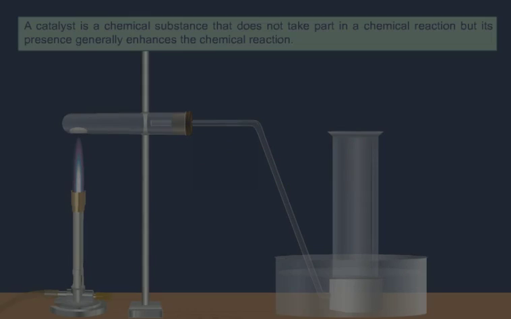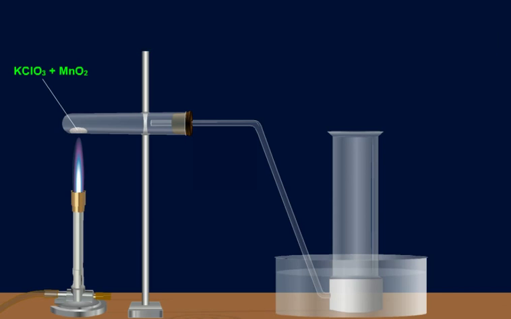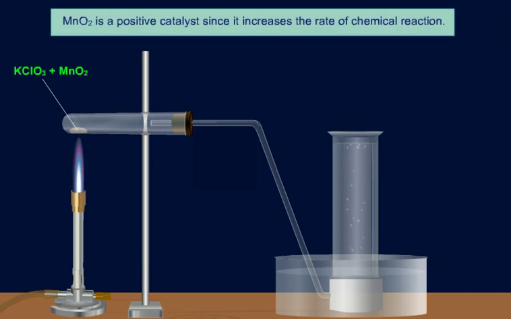Catalyst. A catalyst is a chemical substance that does not take part in a chemical reaction, but its presence generally enhances the chemical reaction. Some catalysts help to retard the chemical reaction. Such catalysts are known as negative catalysts. Manganese dioxide is a positive catalyst since it increases the rate of chemical reaction.